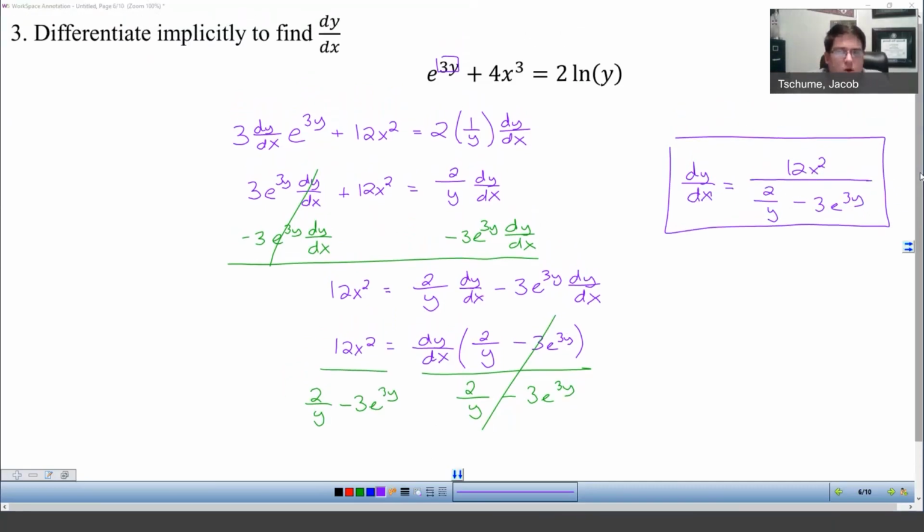So a little bit more work involved on that one because we had multiple y terms. But like you can see, when you've got multiple dy dx terms, move them all to the same side, factor out the implicit term, and then solve for dy dx.